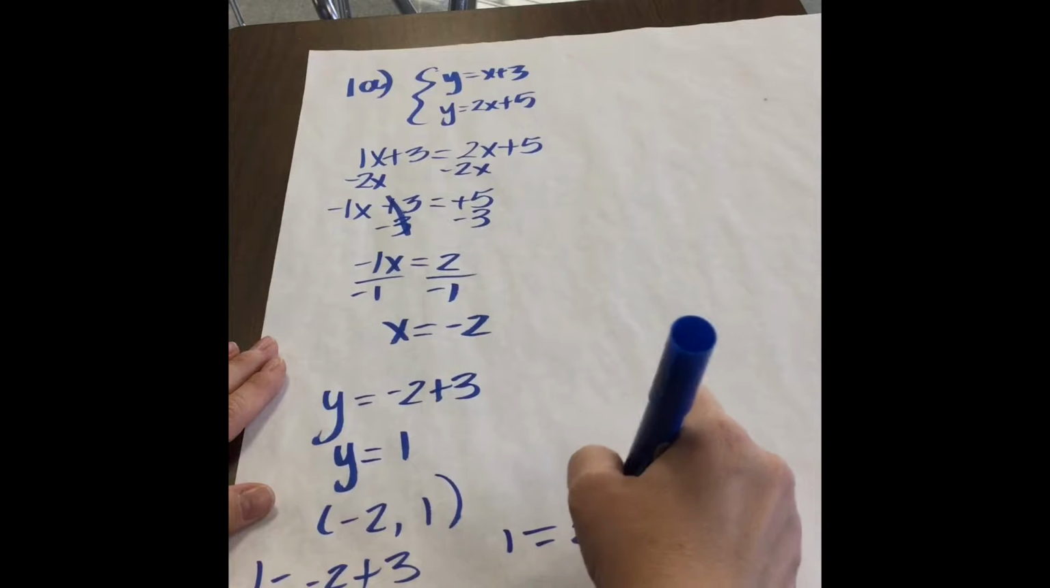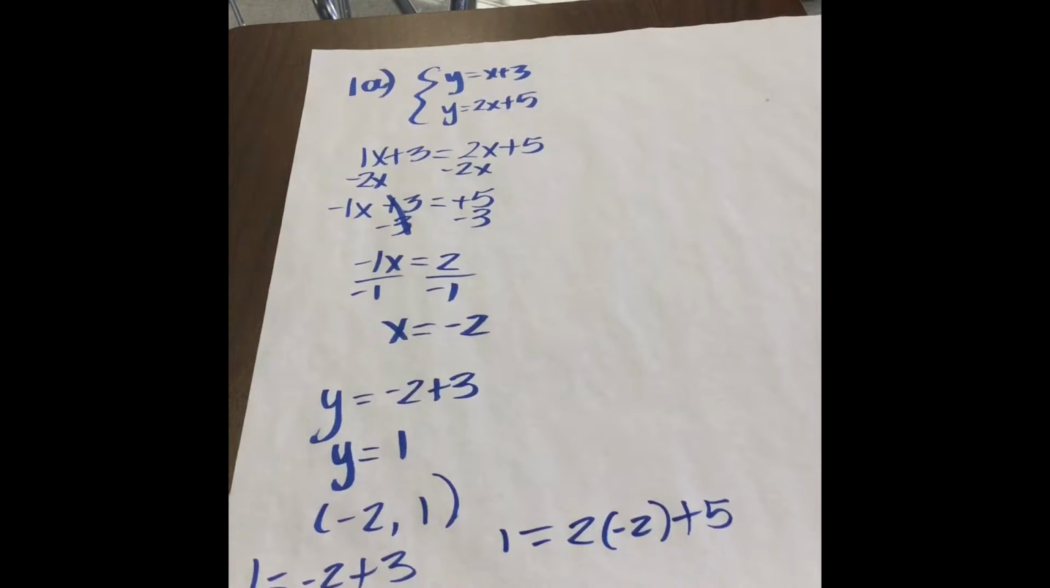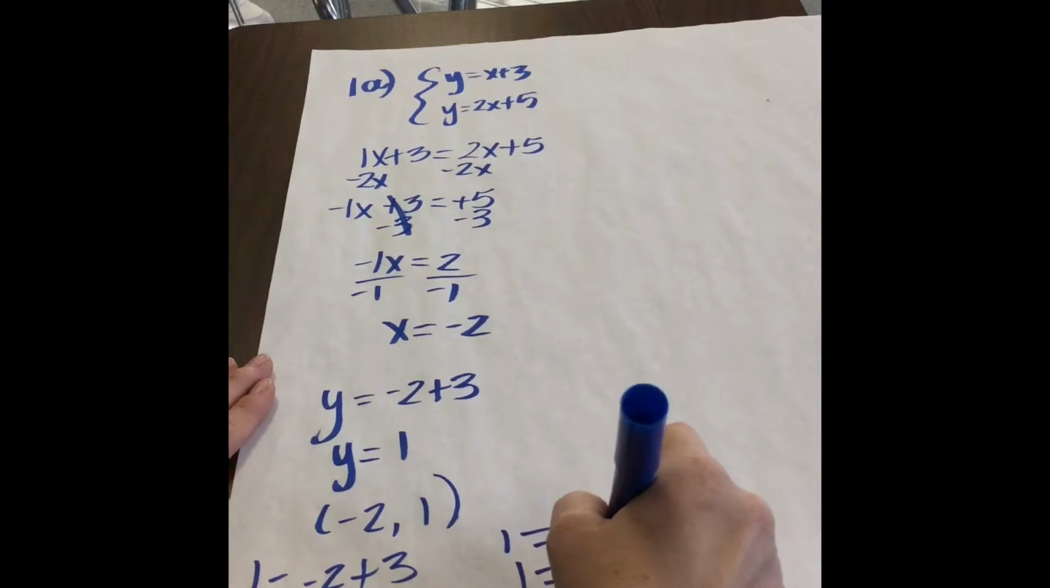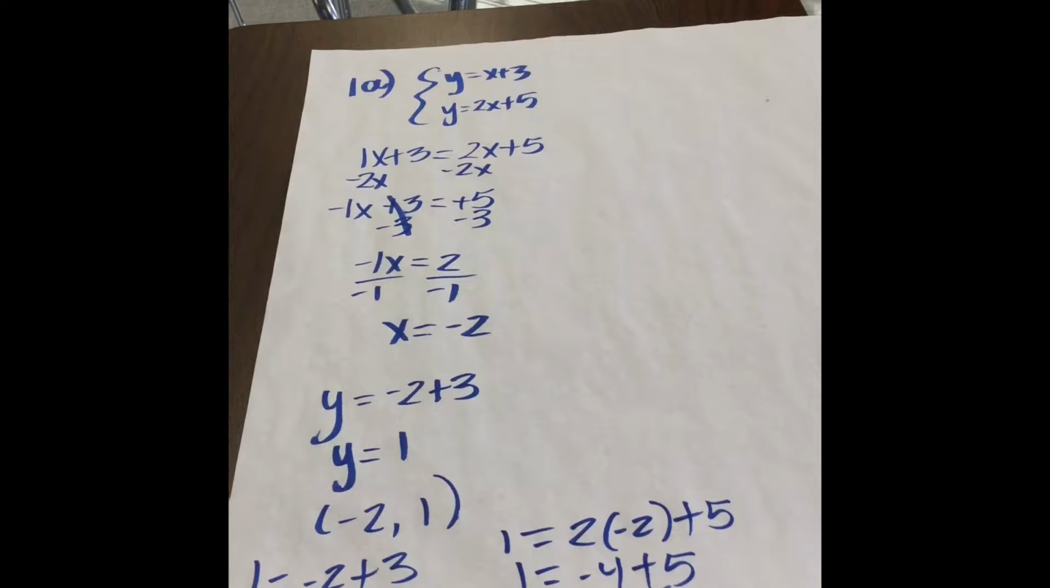So then, after I check that one, I could check this one. 2 and negative 2 would make negative 4. And negative 4 plus 5 is 1. So that one checks out as well. And so I know my solution is the correct solution to this system. And that would be 1A.